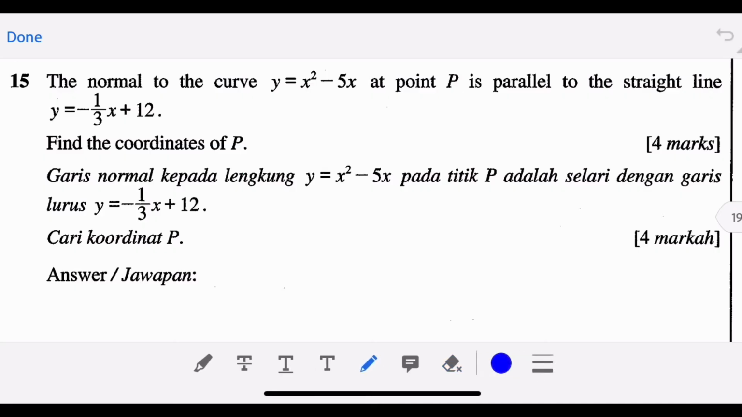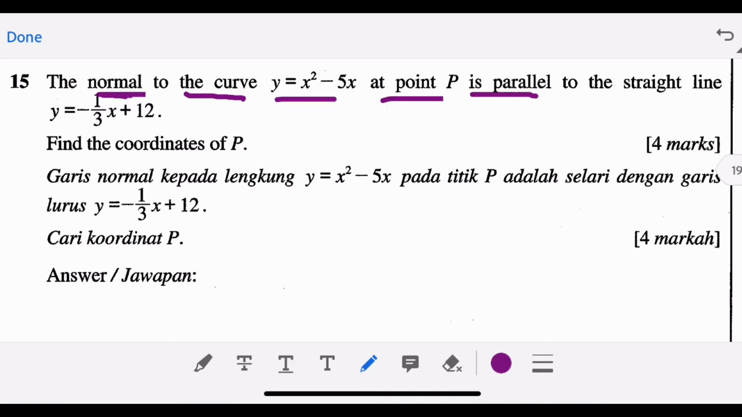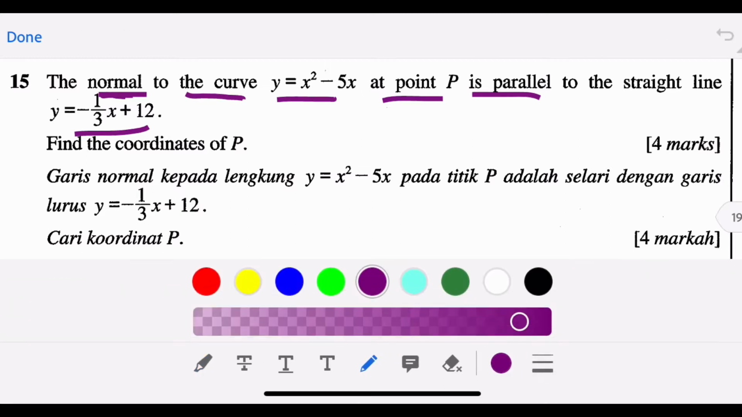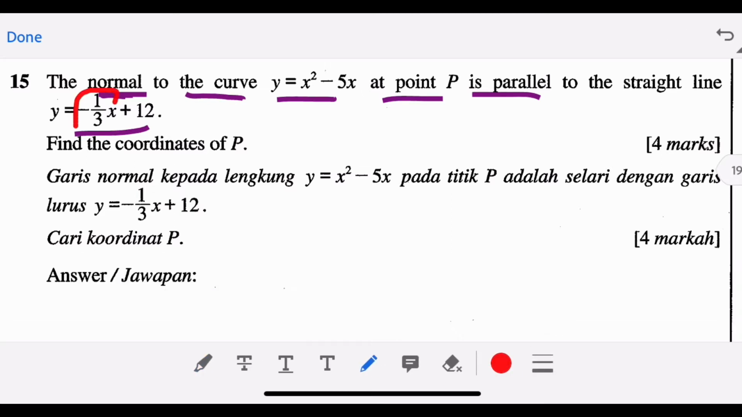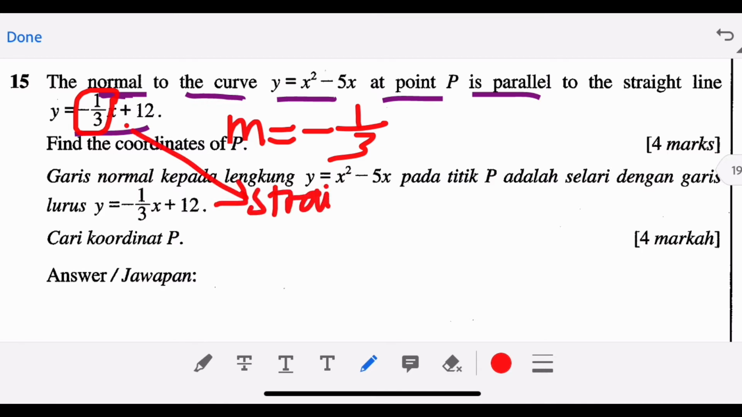Today, I would like to discuss the normal to the curve y equals x squared minus 5x at point P, which is parallel to the straight line y equals -1/3 x plus 12. The gradient of the straight line is -1/3. Because this is a straight line, from the equation we can read the gradient, right?